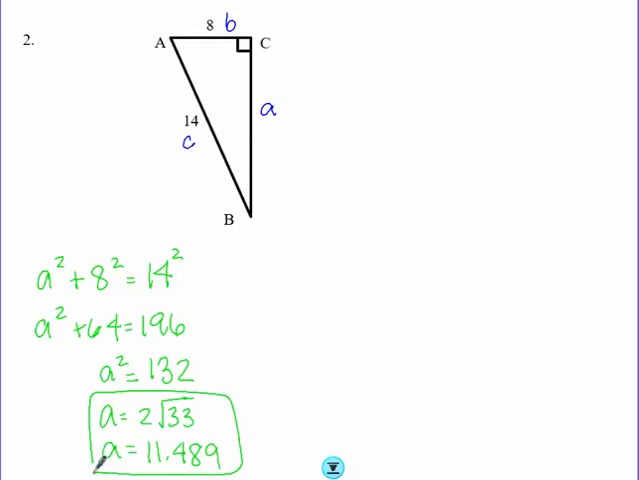Depends on what the problem is asking for, whether you should give the exact answer, which is 2 square root of 33, or the rounded answer, which is 11.489. Now we need to find the two angles. It doesn't matter which one we find first. I'm going to choose to find angle A first.